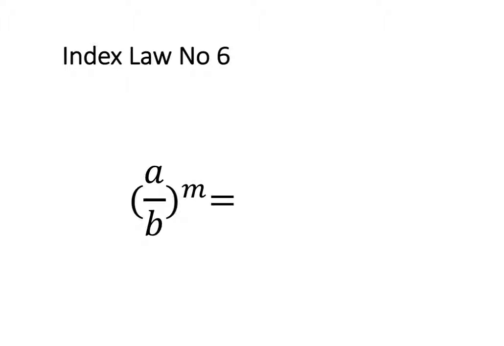So our rule, (a divided by b) to the power of m, becomes a to the power of m divided by b to the power of m. So let's have a look at how the sixth index law applies to some examples.